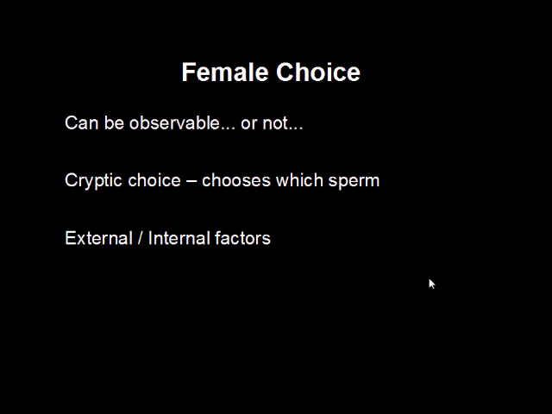One thing that makes it difficult is that one of the ways that females can make the choice is called cryptic choice, by actually choosing which sperm are used and allowed access. So that makes it really complicated. So there are both external and internal factors at work in how the females make their choices.